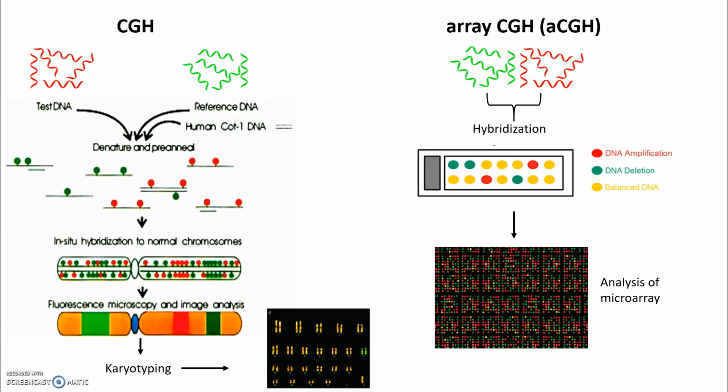The fragments of both cell lines will be combined, denatured, and pre-annealed. These fragments will hybridize efficiently to the denatured DNA of normal metaphase chromosomes. If you visualize the chromosomes by fluorescence microscopy, you can see differences in fluorescent signals of the test DNA relative to the reference DNA. A computer program will analyze the results and form a karyotype.